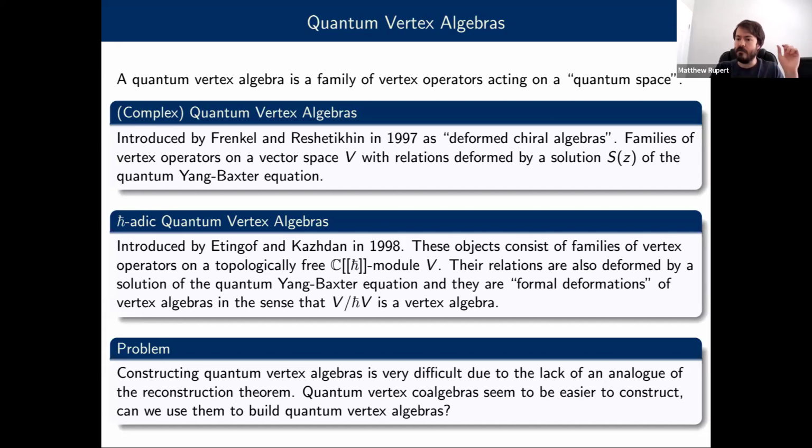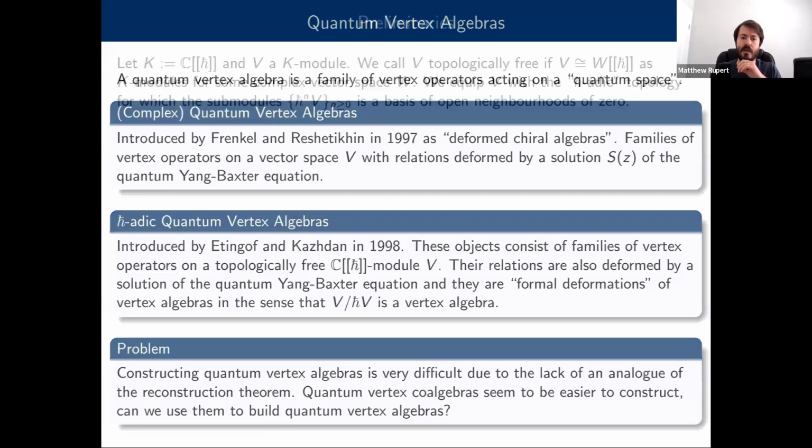Like I said, these are vertex operators on a module over a formal power series ring with relations deformed by a solution of the quantum Yang-Baxter equation. So I would like to take a few minutes to explain what all these words mean, and give a little bit of background so I can write down a definition that will make sense to everyone.